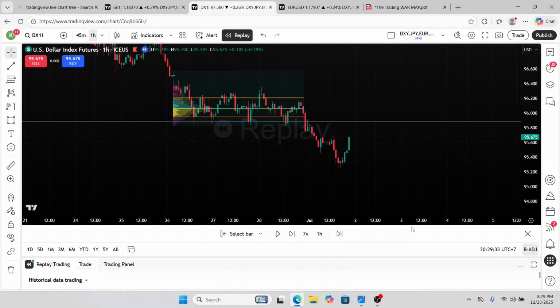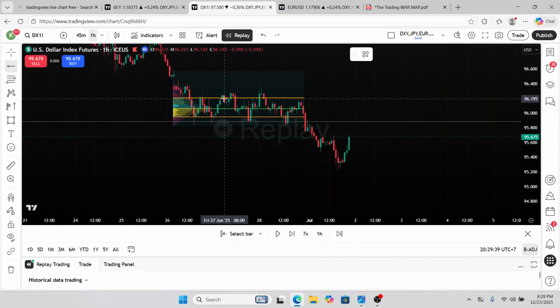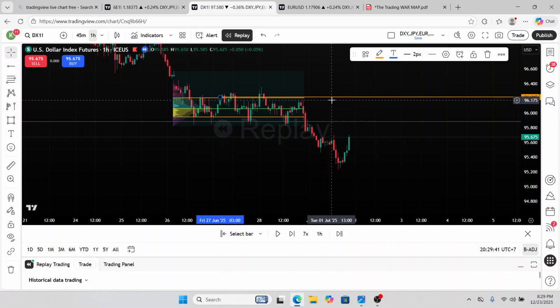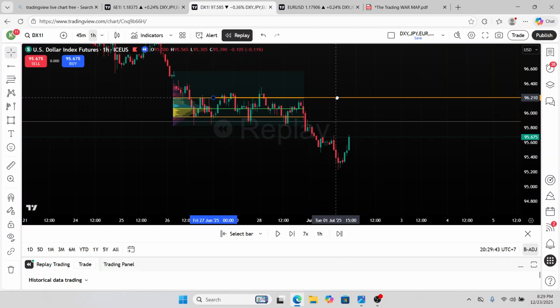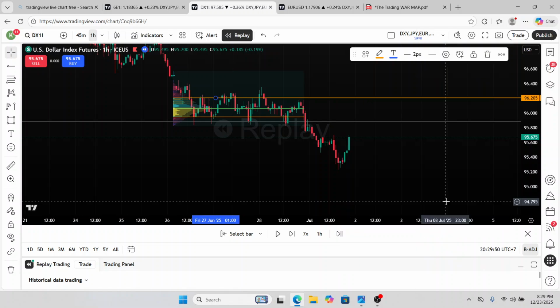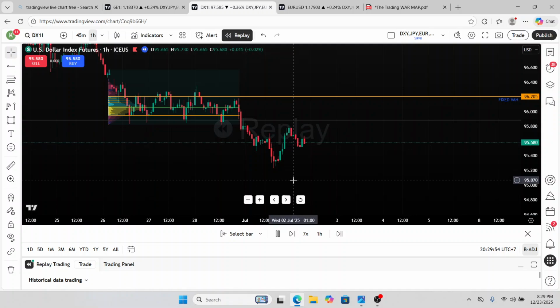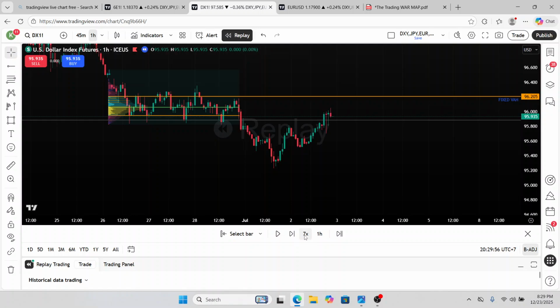Now, if anyone answered CME, you're already ahead of a lot of other people, because you can see here that we have this fixed range, and I'm just going to put my fixed value area high here, and this is going way too fast. Slow down there. Okay.